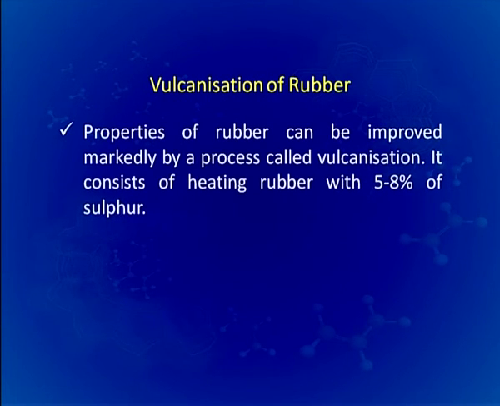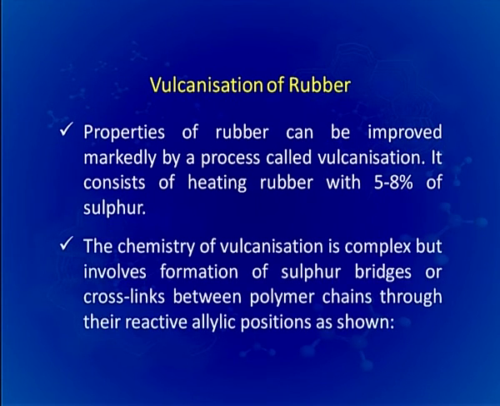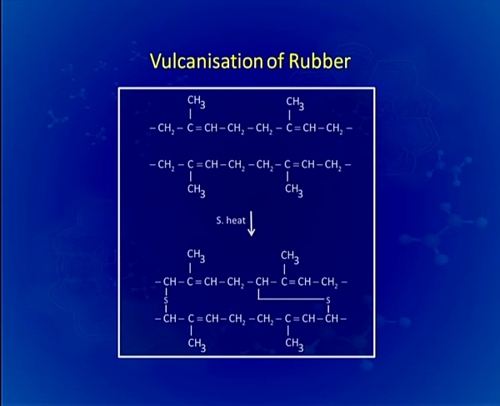Another very important topic which needs to be discussed here is vulcanization of rubber. Properties of rubber can be improved by a process called vulcanization. In this process, rubber is heated with sulfur, and because of this, sulfur forms crosslinks between various chains of polymers. We can understand this further with an example. This is one chain of the polymer and this is another chain of the polymer.